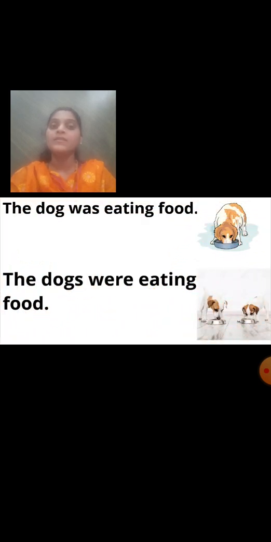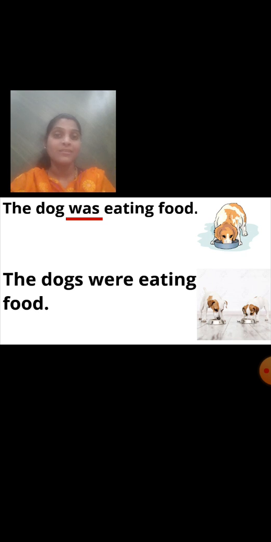See, in these two sentences, can you see the difference? Look at the first picture. There is only one dog, yes or no? And what is the first sentence? The dog was eating food.